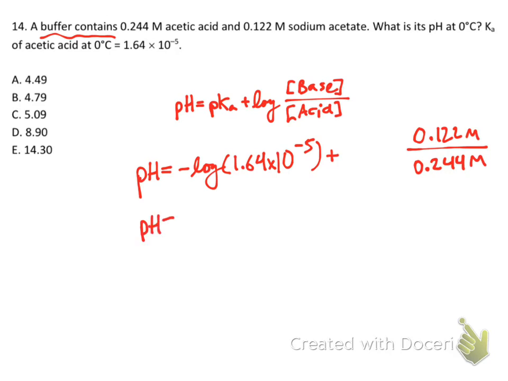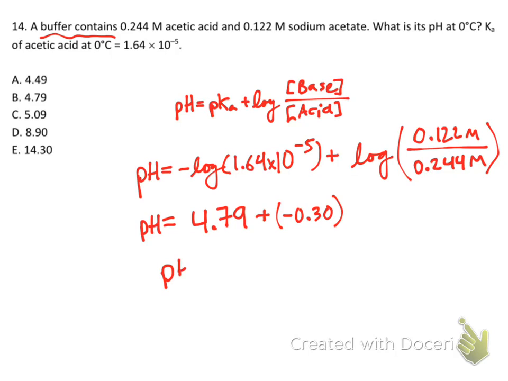And, oops, it didn't write in the log here. Let me write in the log. Well, first, the pKa ends up being 4.79. Cool. And now let's correct this. There we go. Forgot to write in the log. Sorry about that. So the log of, well, 0.122 divided by 0.244 is 0.5, and the log of 0.5 ends up being negative 0.3. So when we add these two together, we end up getting the pH is equal to 4.49.